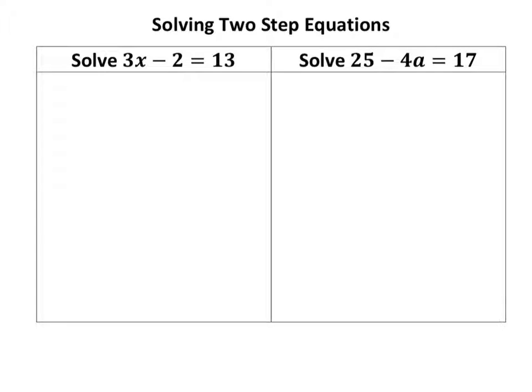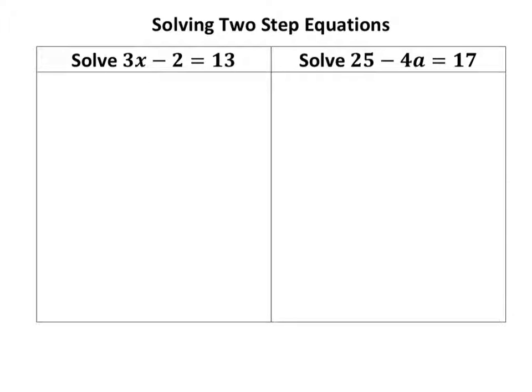Okay, I'm looking at solving two-step equations, which basically means you've got to do two things before you get to the answer. Fairly straightforward, I suppose. But ultimately, you must show your workings, because that's what you get the marks for. You will lose marks if you don't show all your workings.